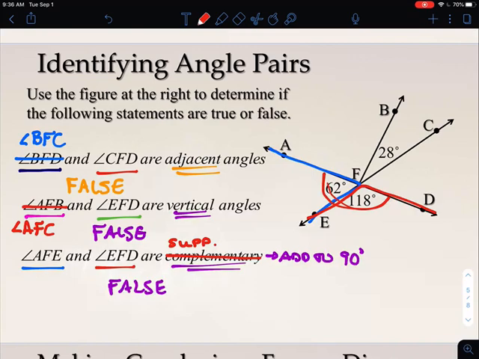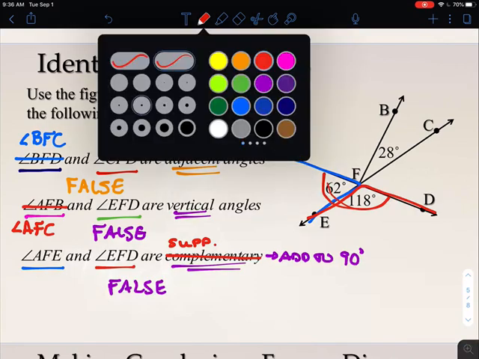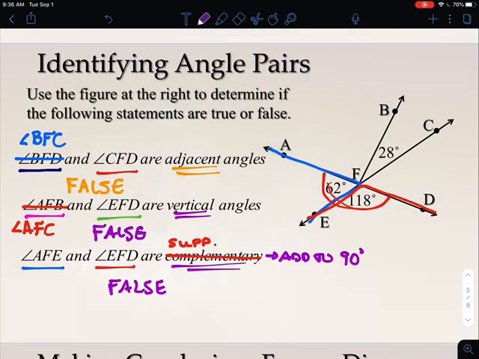So that would change that statement to a true statement. The other thing I could do is take the second angle, EFD, and change it to BFC. If I were to add AFE and BFC, then I would get complementary angles because those would add up to 90 degrees. So even though they're not next to each other, adding to 90 is complementary no matter what.